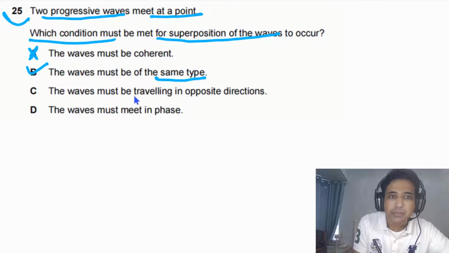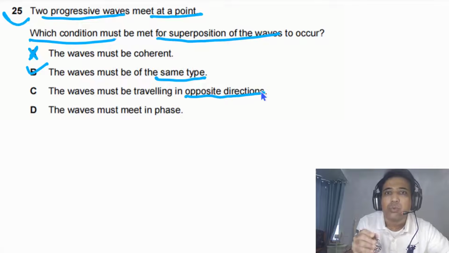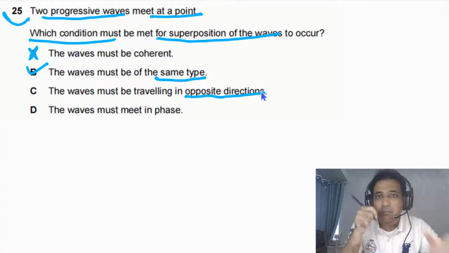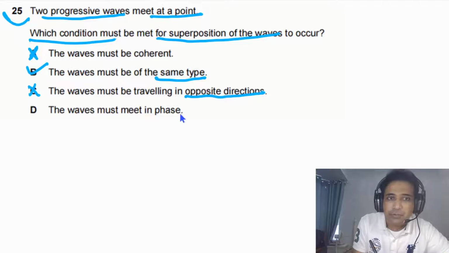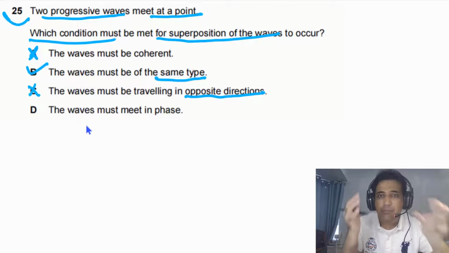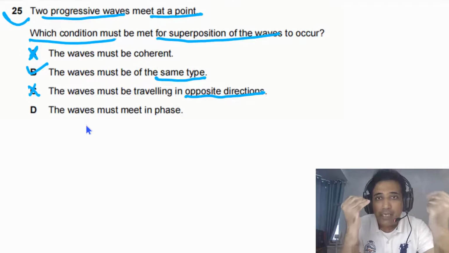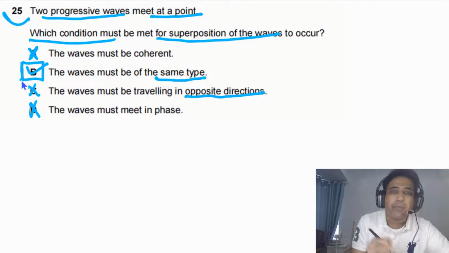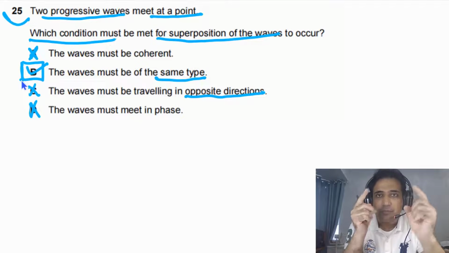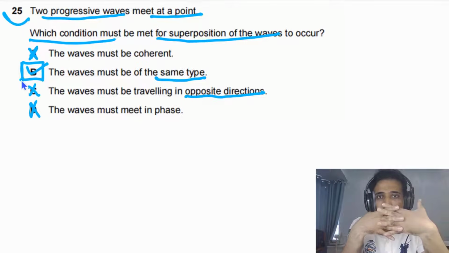The waves must be traveling in opposite directions? No, they can be traveling in the same direction. So this is not a condition for superposition of the waves. The waves must meet in phase. This is also not a requirement. They can be in antiphase. There can be any phase difference between them for them to superpose. So the answer for this question is B. Only the same type of waves can interfere with each other.